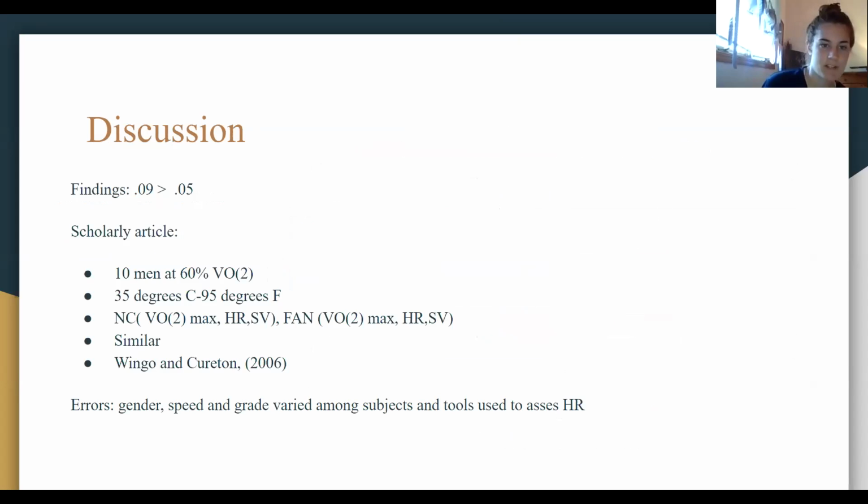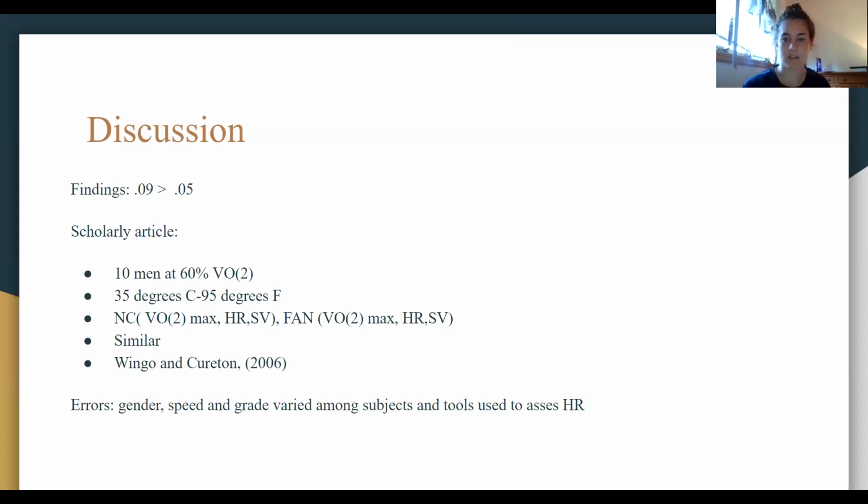Okay, so we did find a p-value of 0.09, which was greater than 0.05. So findings were not as significant as we thought they would be. But looking at an article by Wingo and Curtin, they did kind of the same setup as us as far as testing subjects' cardiovascular drift and VO2 max in a hot and cold environment. So they wanted to assess the relationship and causation of VO2 max and cardiovascular drift.